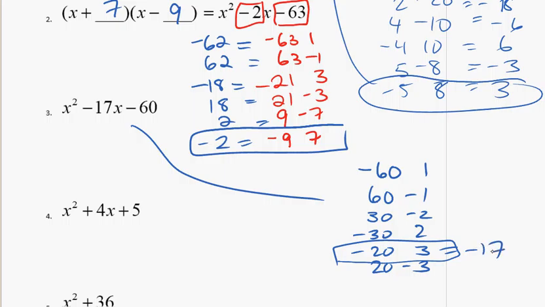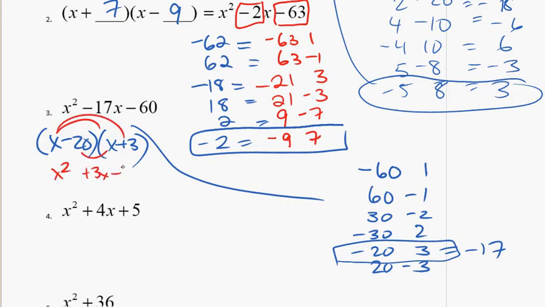Now I could keep going, but I could also recognize that, wait a second, negative 20 and 3 adds to negative 17. Those are my numbers. So I get x minus 20 times x plus 3. Again, if I want to be sure, I remultiply them out. x squared plus 3x minus 20x minus 60, which is x squared minus 17x minus 60. That's my winner, so I know that combination works.